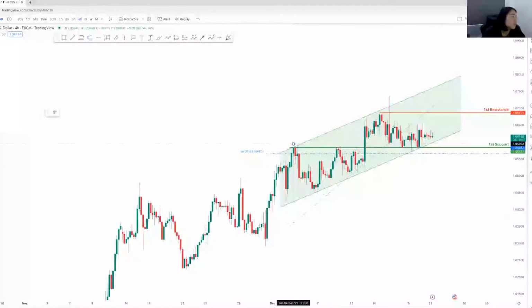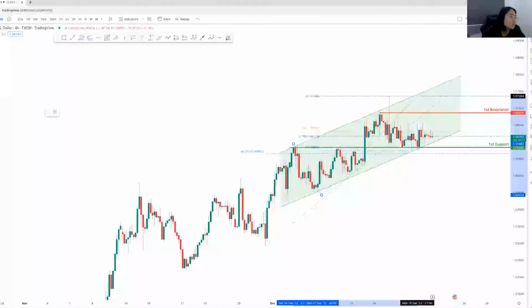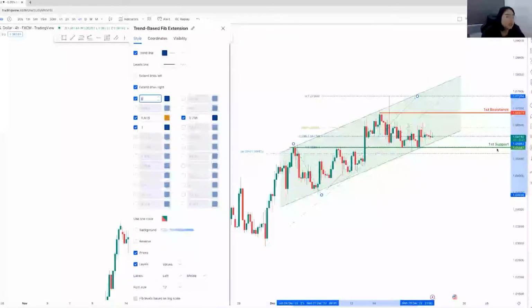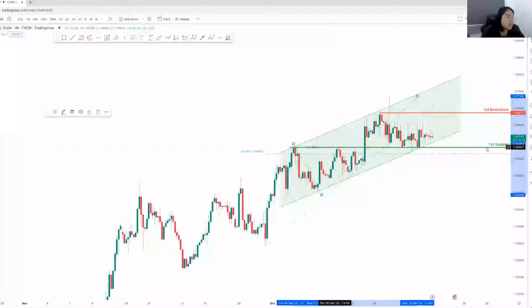Now I'm going to look for Fibonacci projection. Very good. I see 100% Fibonacci projection lining up exactly on top of the first support. I'm going to get rid of the 0, the 61.8, and the 78.6. I'm going to press OK. Then we can see that, yes, definitely at the first support area, there is strength. There is resistance at the first support.